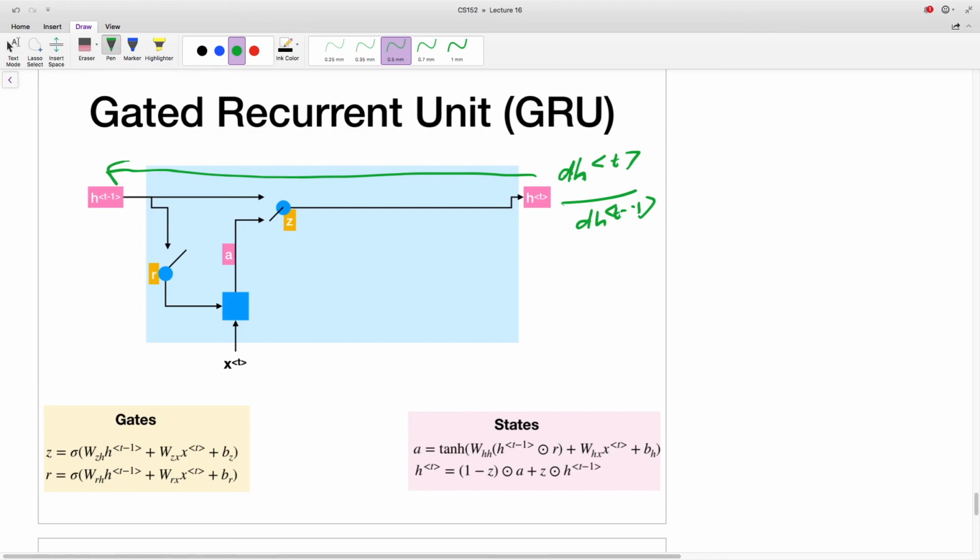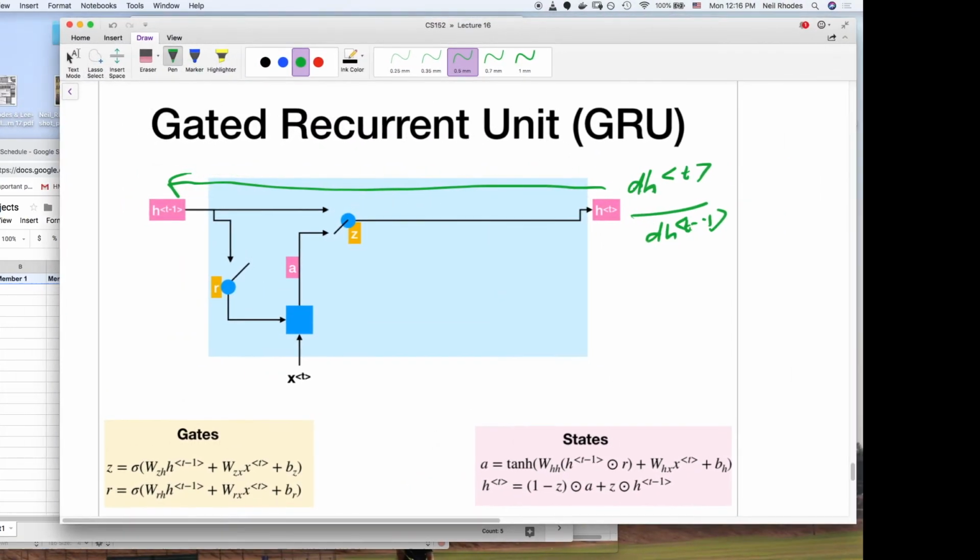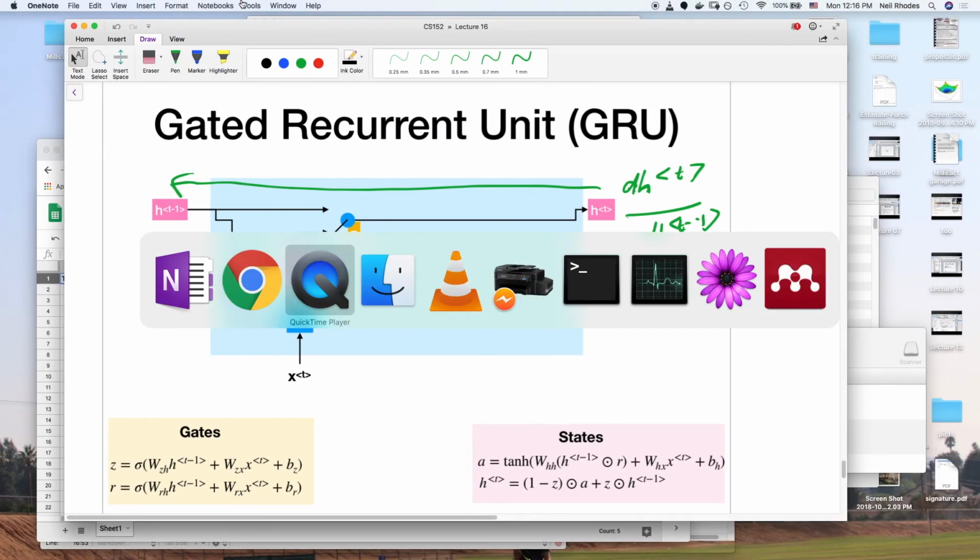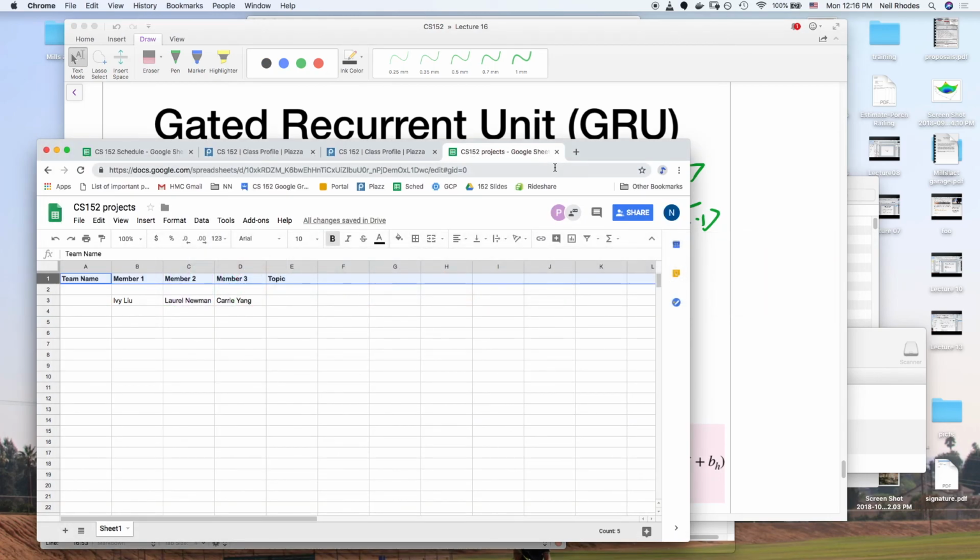I know we're over. Just one last thing, project. So today I want to know about your project. And I've created a project Google Doc that I shared with you. And I'll go ahead and put it on Piazza. So I guess you have an optional team name. Is that what this means? Or you guys are the empty string?